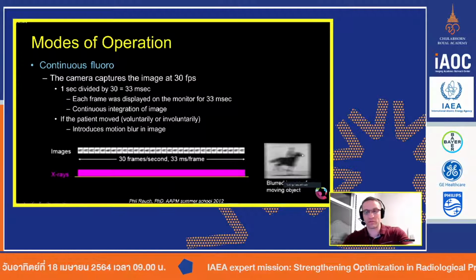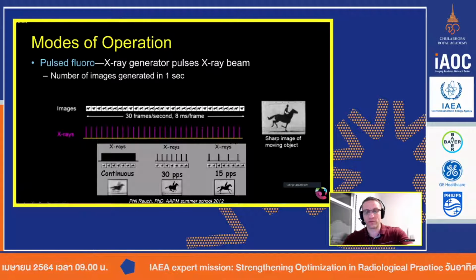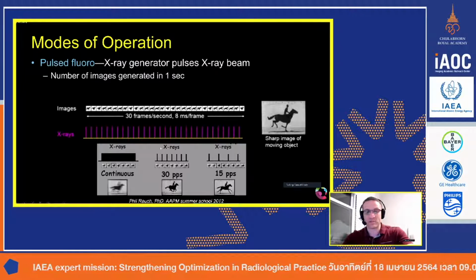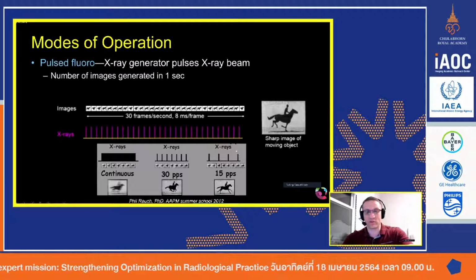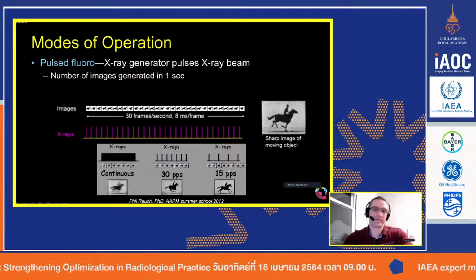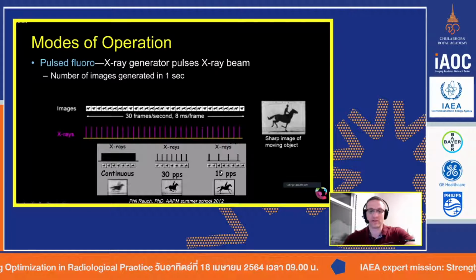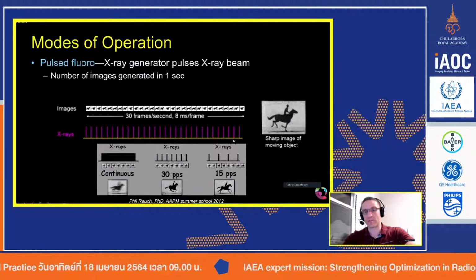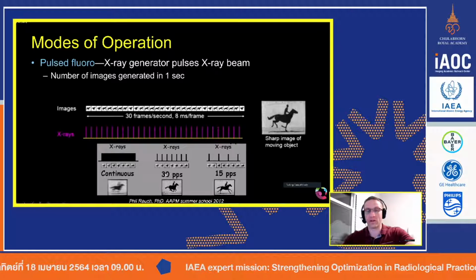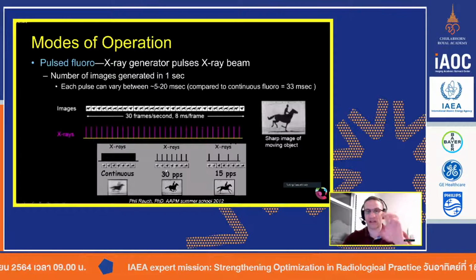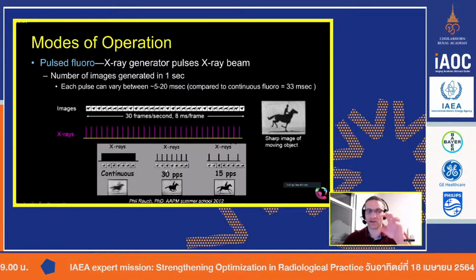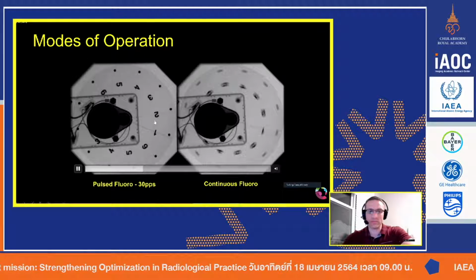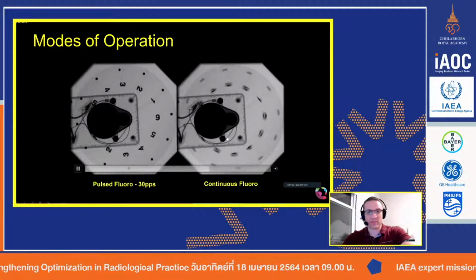Continuous fluoro, pulsed fluoro. It's the same 30 frames per second, but the difference is we're pulsing it. And then you can, of course, do 15 frames and 7.5 and whatever other options you have in your system. Obviously, as you reduce the number of frames per second, moving away from 30, you're going to start to see a little bit of a lag in the image because you're not acquiring the same number of images.